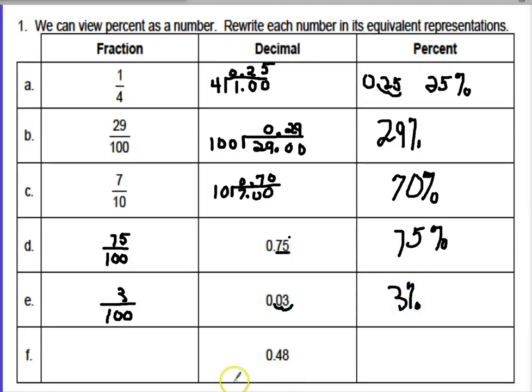Okay. Now we're taking a look at, again, there's no fraction, but now you know you're going to count tenths, hundredths. The number that you have as the decimal becomes your numerator. There's 48 hundredths. Move your decimal point 2 places, and you've got 48%. Cool.